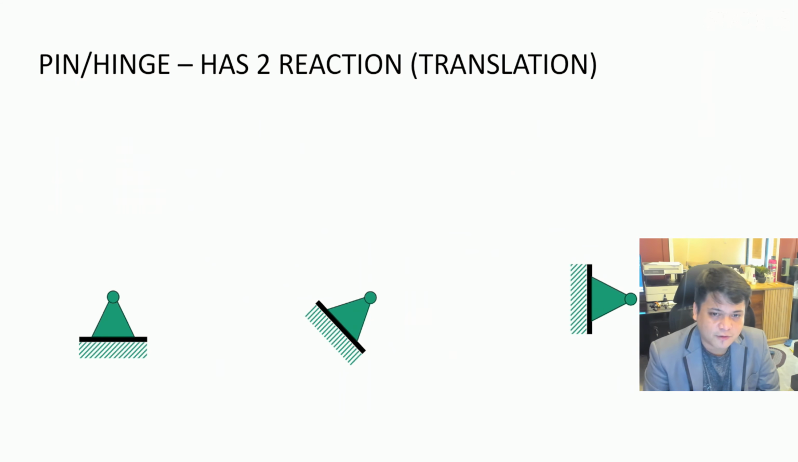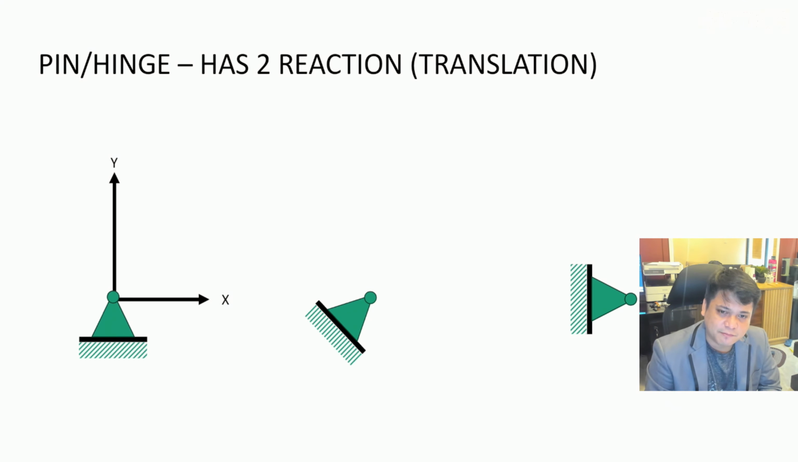How about the second one? It's called the pin or the hinge. On the pin or hinge, you have two reactions. For example, this one, we can simplify it. Since it is easier for us to component the forces, we can say that the pin or hinge always has two reactions: one always parallel to y and one always parallel to x. So that is what we will use.